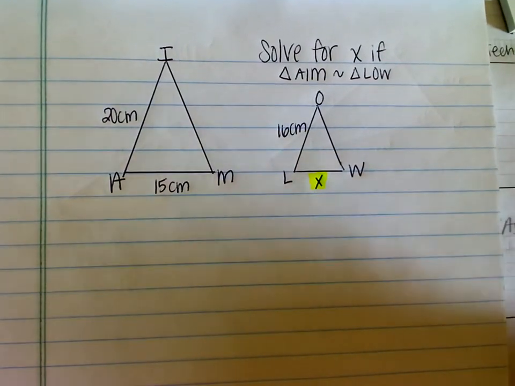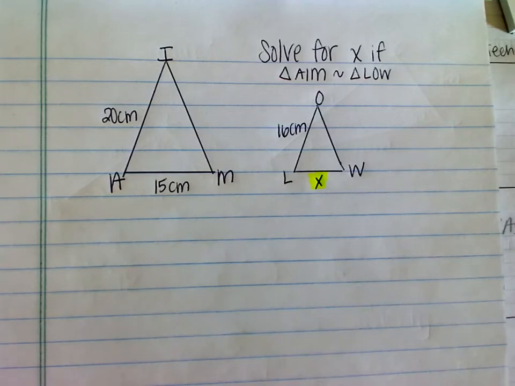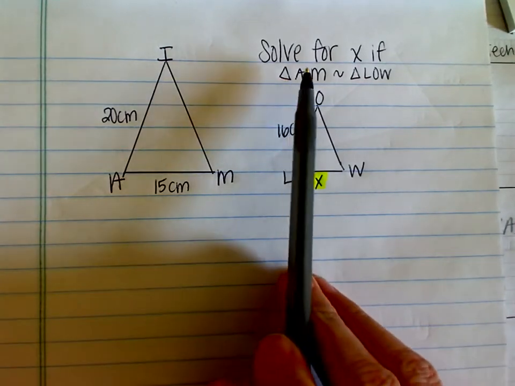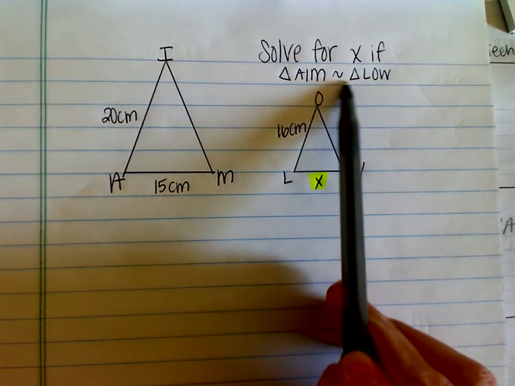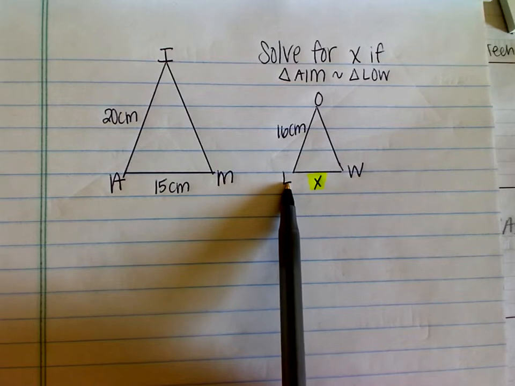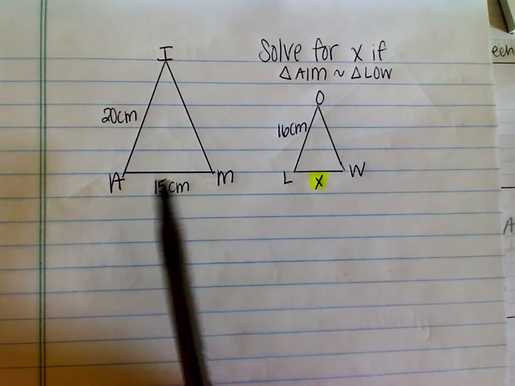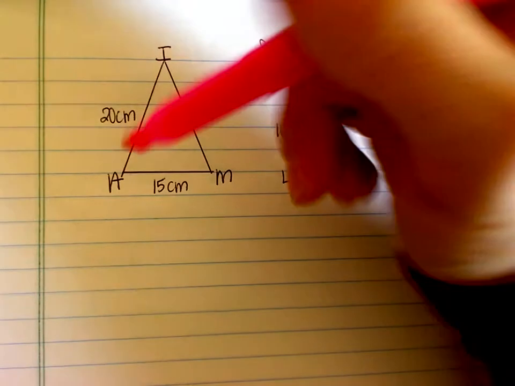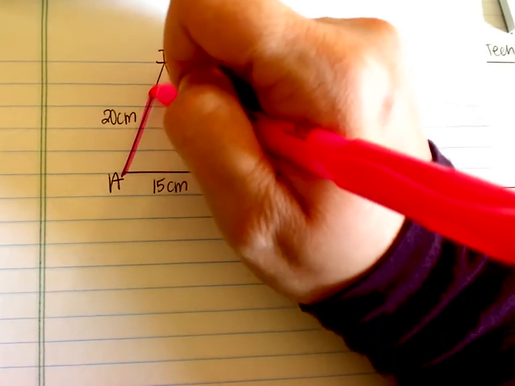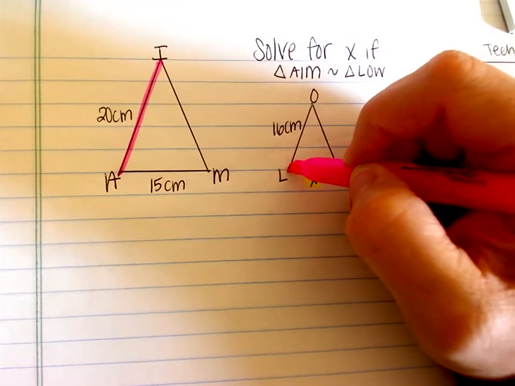So now we are using proportions to solve for unknown sides of a triangle. And they give us information that triangle AIM, this larger triangle, is similar to triangle LOW, the smaller triangle. And we've been given two sides, and we need to determine the missing side of the smaller triangle. So you'll notice that side AI corresponds to side LO.